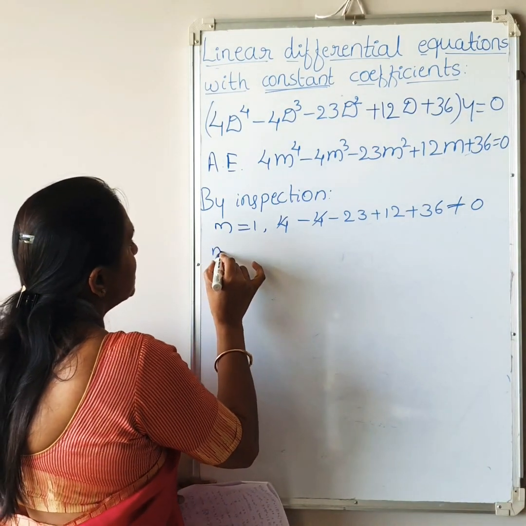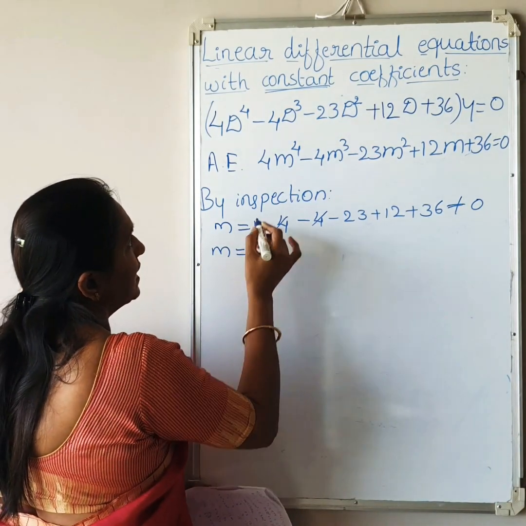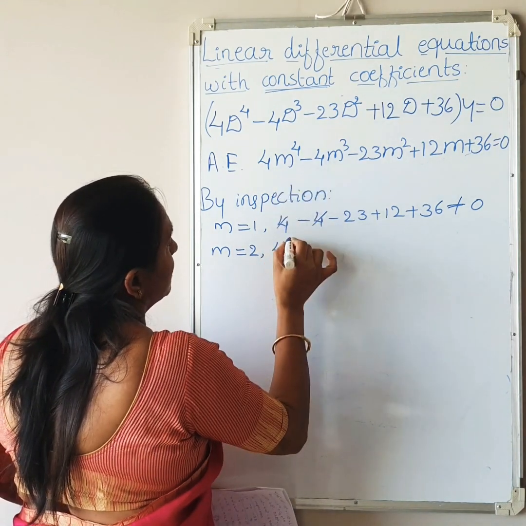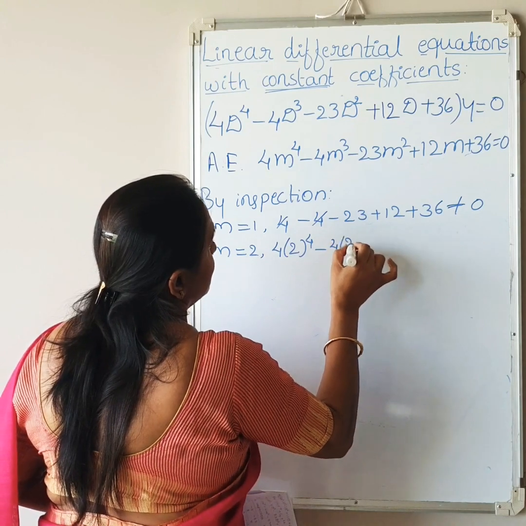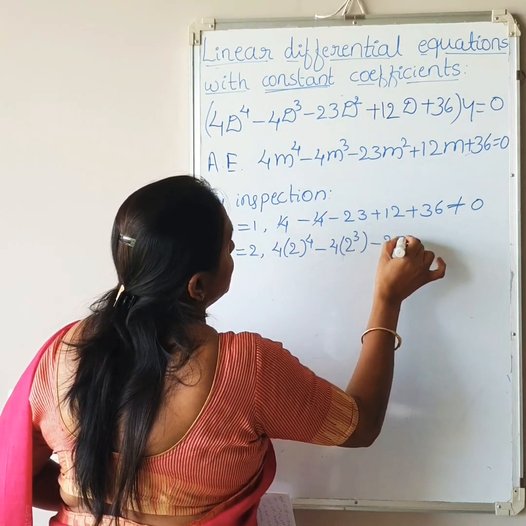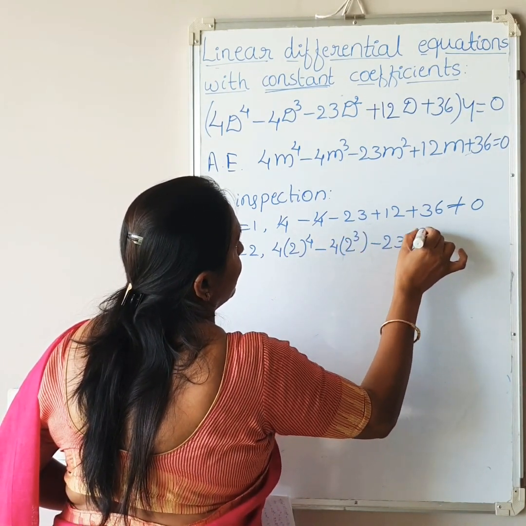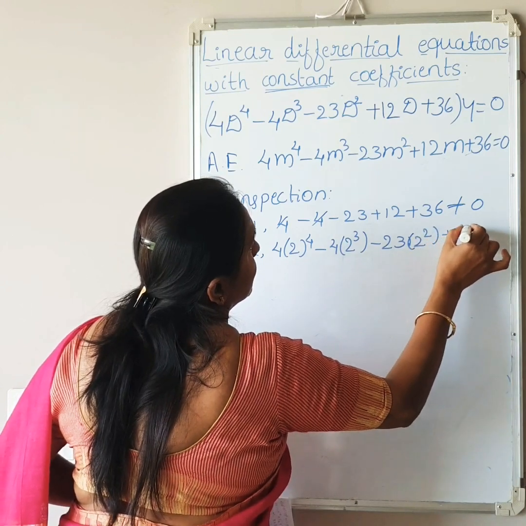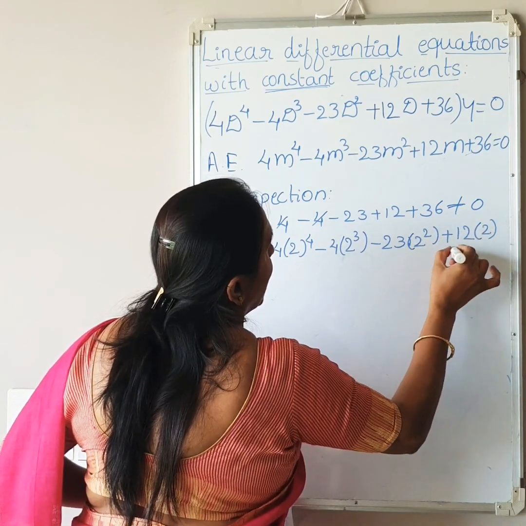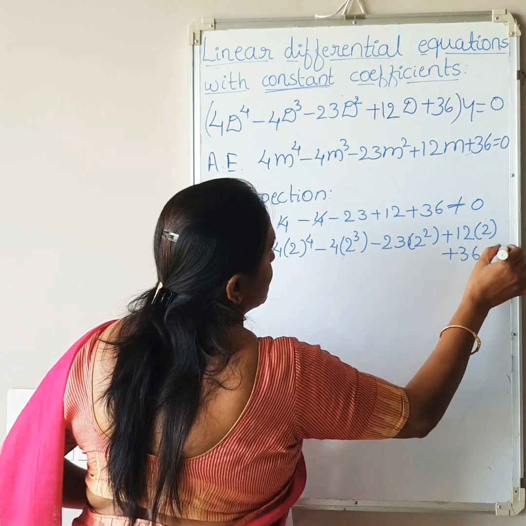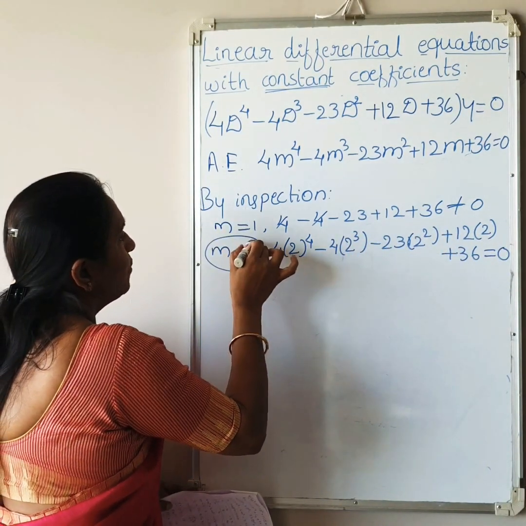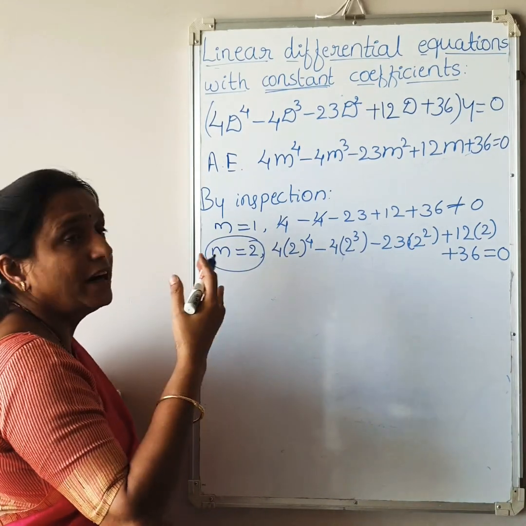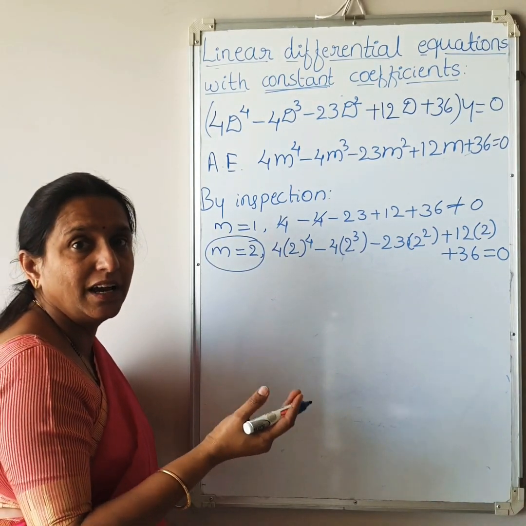Next you put m is equal to 2. You can check with calci. Just substitute here m is equal to 2. What is the answer? It is 0. It will be satisfied. Then we take 2 as a root by inspection. You check this one. Definitely you will get 0. So m is equal to 2 is one root. Then we have to find the remaining 3 other roots.